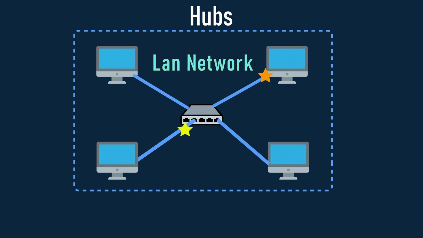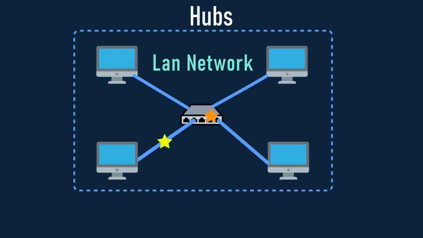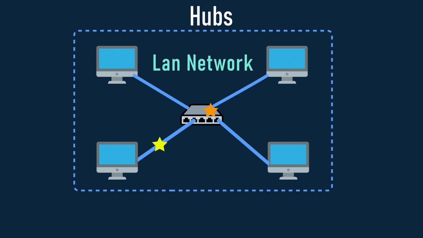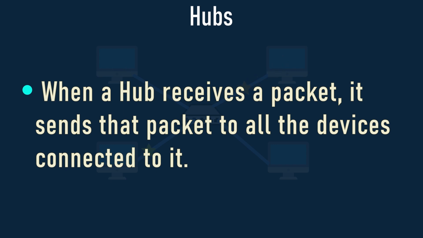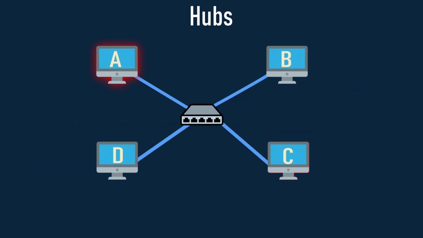Now let's understand how a hub works and facilitates communication between devices. The way a hub works is that when it receives a packet, it sends that packet to all the devices connected to it. Let's say that A wants to send data to C. The packet first goes to the hub and the hub broadcasts or sends the packet to all devices connected to it, including the destination device C. The hub basically copies the packet to all its ports.